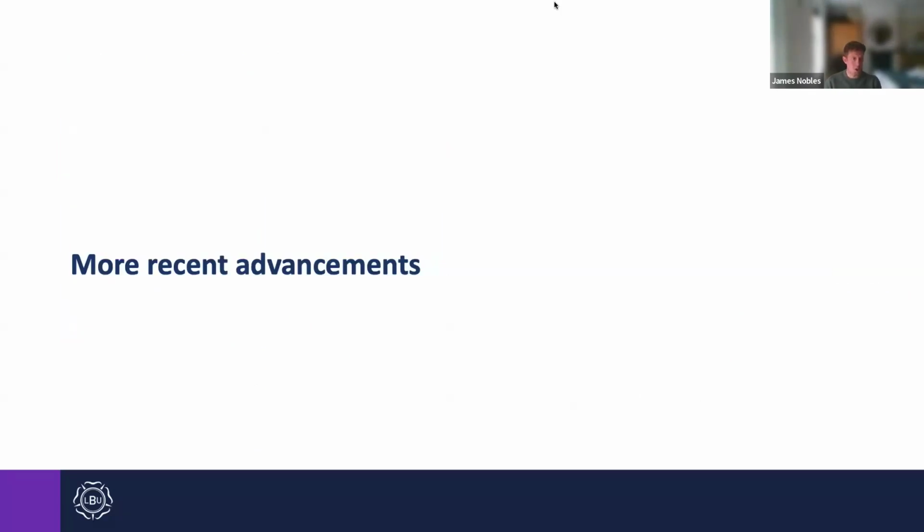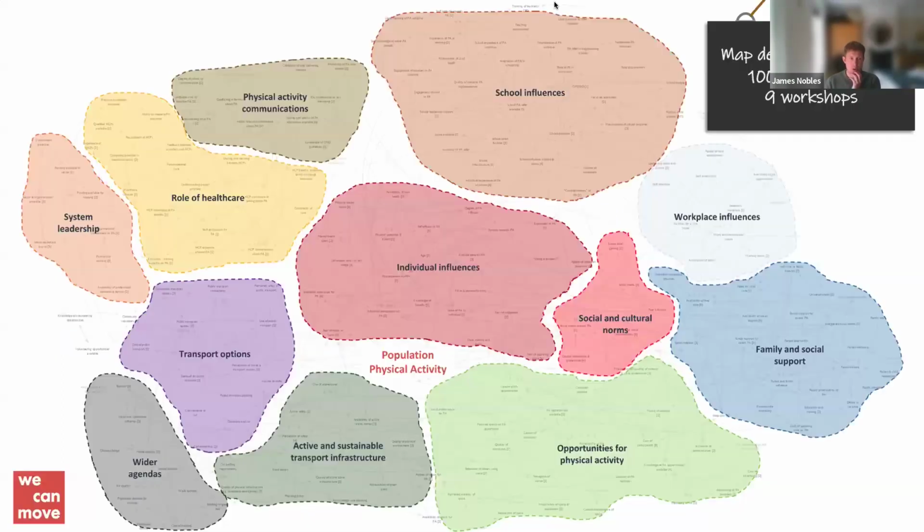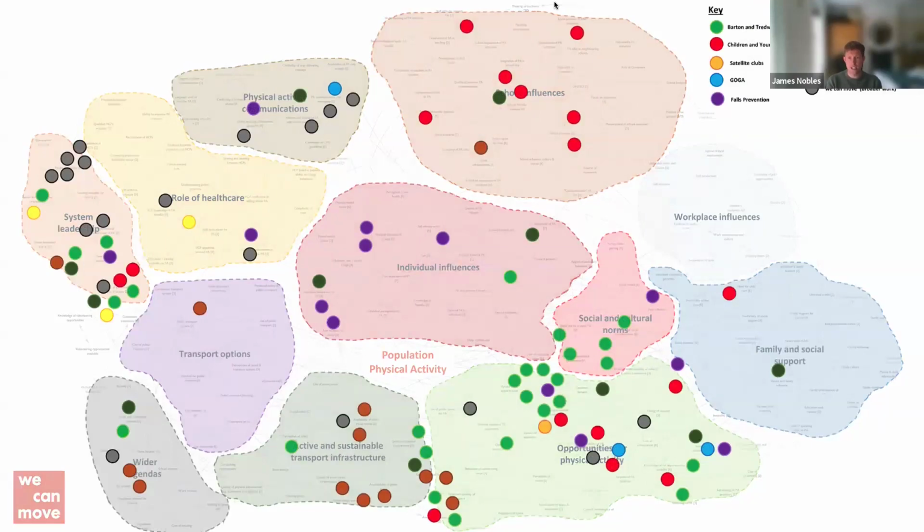And so I'm just going to draw this to a close by showing the different ways in which REM has been combined with, or we're thinking about combining REM with, other methods and techniques. So we've done quite a bit of work blending ripple effects mapping with systems mapping outputs. What we're able to do through REM is identify a whole range of different actions that might be being implemented within a particular area or a particular program of work. And what we can then do is overlay those actions onto a systems map to visually demonstrate where efforts are being placed in terms of changing how that system works.